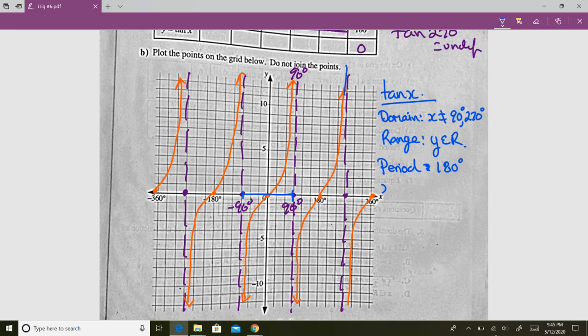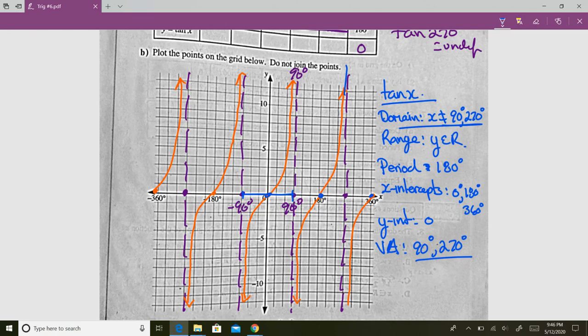The x-intercepts are 0, 180, 360. And y-intercept is 0. And the vertical asymptotes, the VAs, are same as the domain restrictions. 90 and 270 degrees is where they occur.